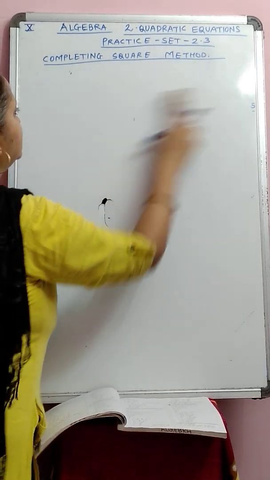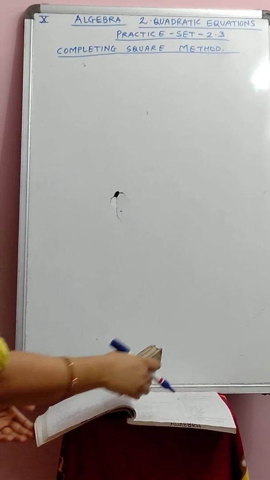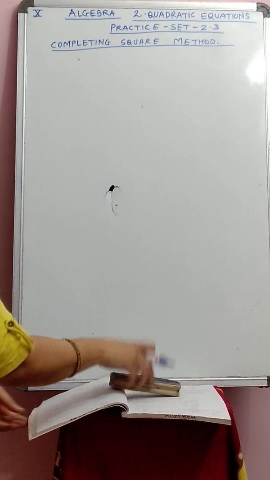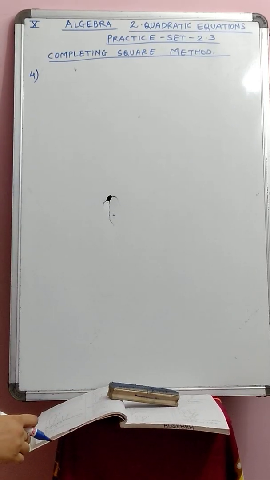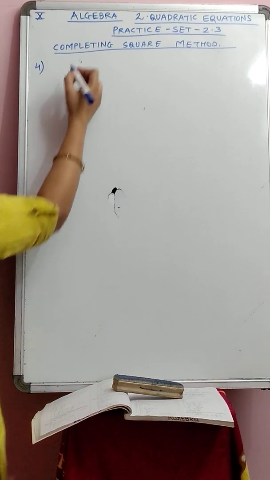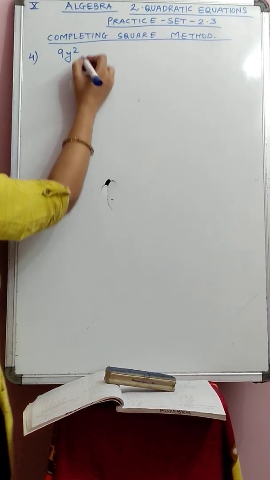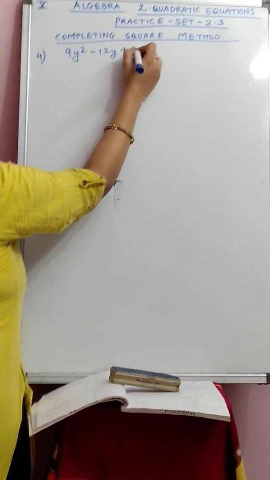Total 6 sums are there. Now I am going to solve question number 4. Question number 4 is 9y square minus 12y plus 2 is 0. Okay.